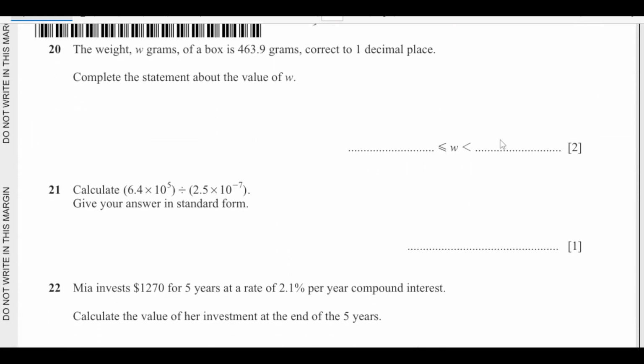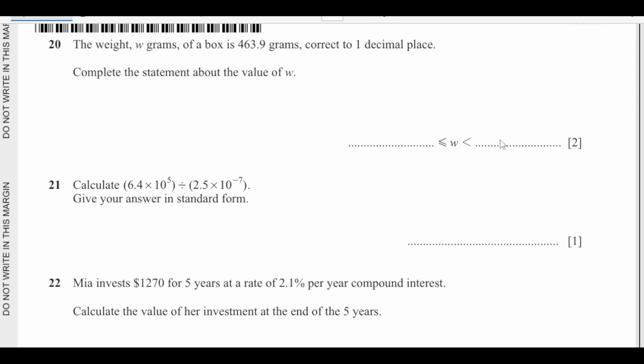Number 20, the weight W grams of a box is 463.9 grams, correct to one decimal place. Complete the statement about the value of W. Now we have to find the lower bound and upper bound, because this is correct to one decimal place. So if we divide 0.1 by 2, that is 0.05. That's what we are going to add and subtract.